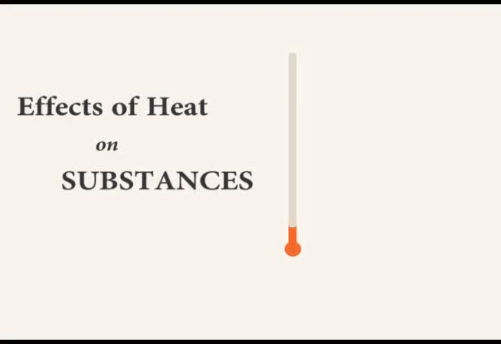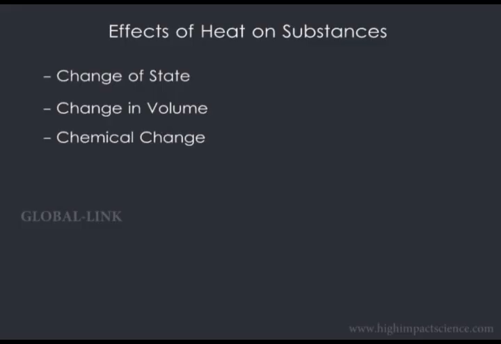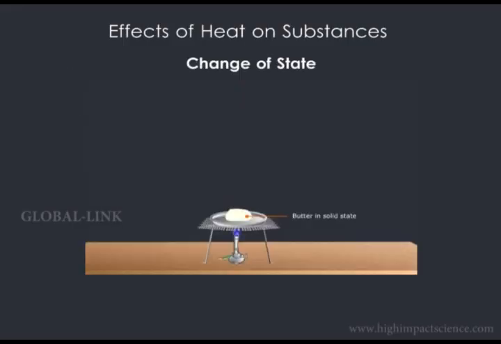Next chapter, effects of heat on substances. Now, heat is a form of energy. Heating brings about a change of state, a change in volume, and chemical changes. The most obvious effect of heat on substances is the change of state.